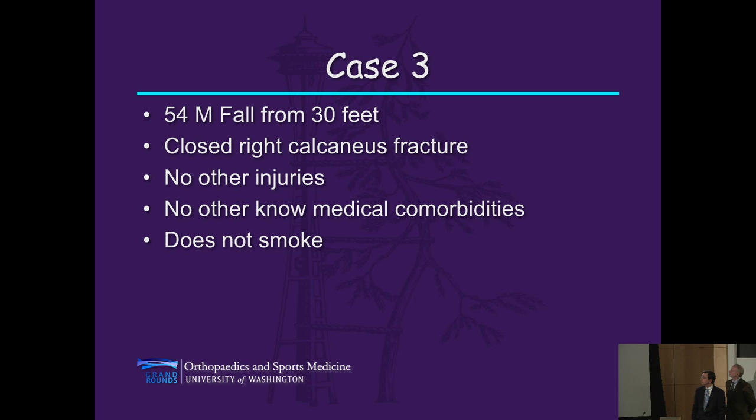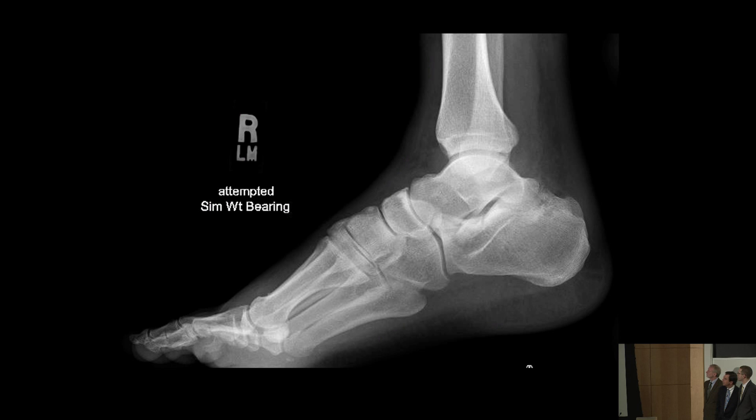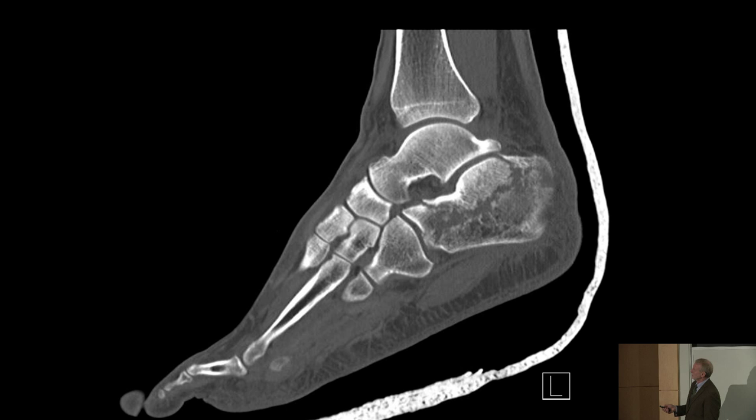It's a 54-year-old gentleman, fell 30 feet, closed right calcaneus fracture, otherwise healthy, non-smoking patient. Dr. Sangeorzan, maybe you could click through these and give us your thoughts. So it's a modest reduction of Bowler's angle, actually. It probably would fall within the normal range if you measured it.